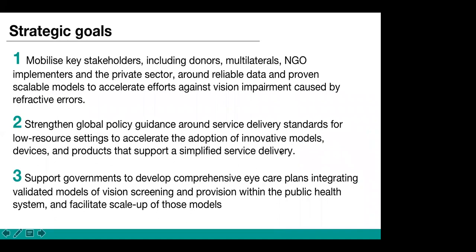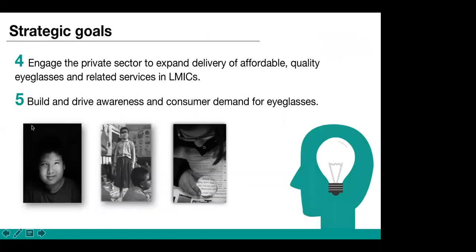So there are 5 strategic goals mentioned. One is to mobilize key stakeholders, including donors and multilateral NGOs; strengthen global policy guidance and delivery standards, including access to new types of products and service deliveries; support the governments in creating comprehensive eye care plans; engage the private sector; and build and drive awareness around consumer demand for eyeglasses.